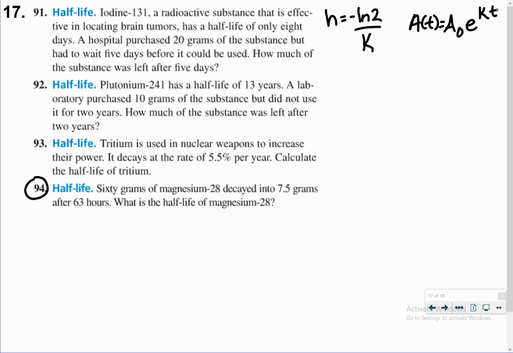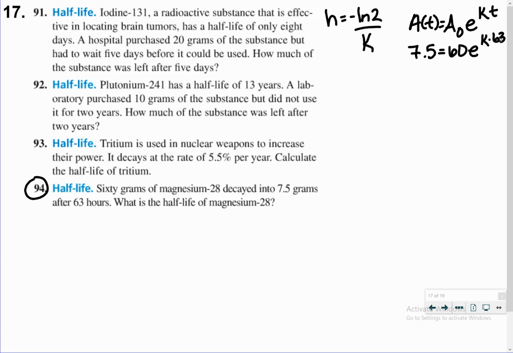So in this problem, it says we have 60 grams of magnesium 28. It decayed to 7.5 grams after 63 hours. What is the half-life? Okay, so I know stuff on the right side here. I know how much I ended with, 7.5, and I know how much I started with, 60. E is e. K, we don't know. We usually solve for k. And then t is our time, in this case, 63 hours.